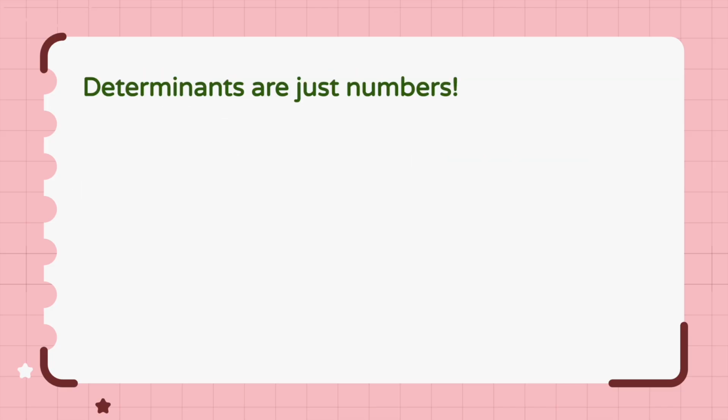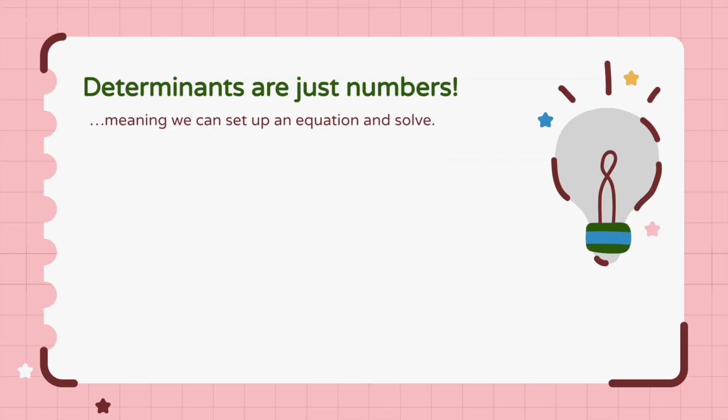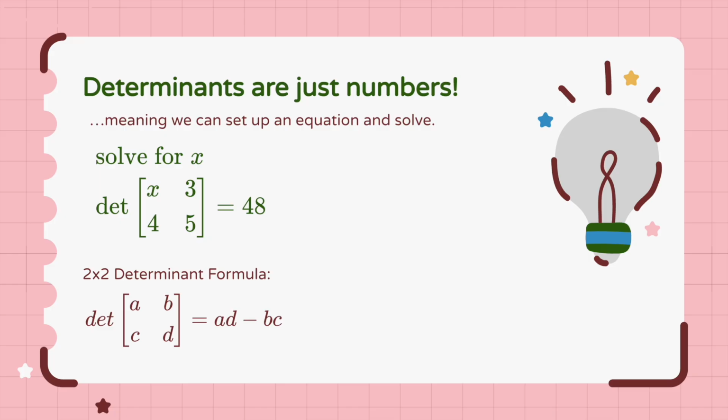Determinants are just numbers, which means we can set up an equation and solve it, just like any other number. Looking at this example, we need to solve for x, and we'll use our 2x2 determinant formula. So following our formula, down diagonal minus up diagonal, we get x times 5 minus 3 times 4.